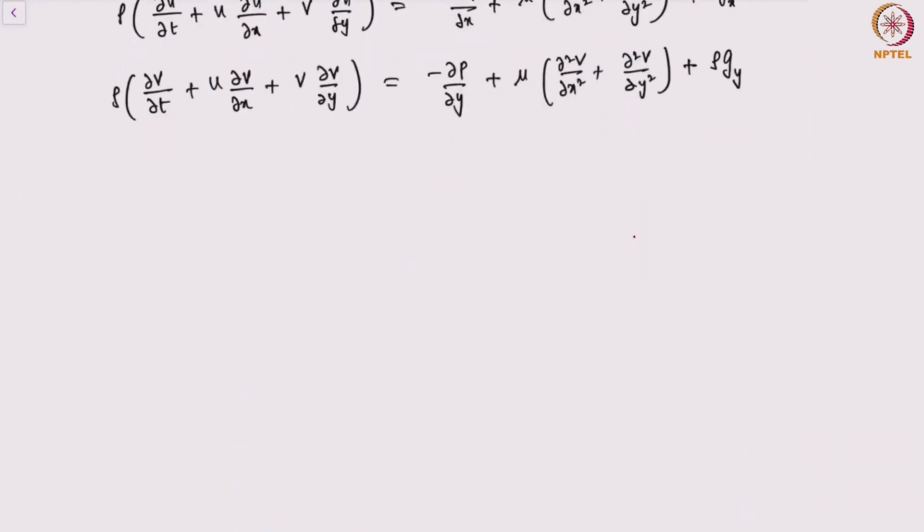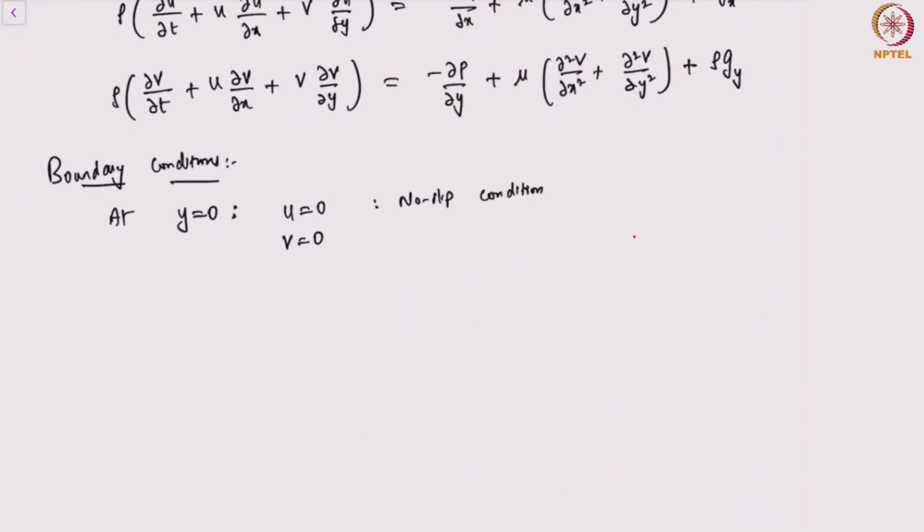So let's now get the easy one out. We have the boundary conditions. Now the boundary conditions at y equal to 0. Remember, I have chosen the surface to be flat. Therefore, the boundary conditions at y equal to 0 are u equal to 0 and v equal to 0. So u equal to 0 is the no slip condition, and v equal to 0 is the no penetration condition.